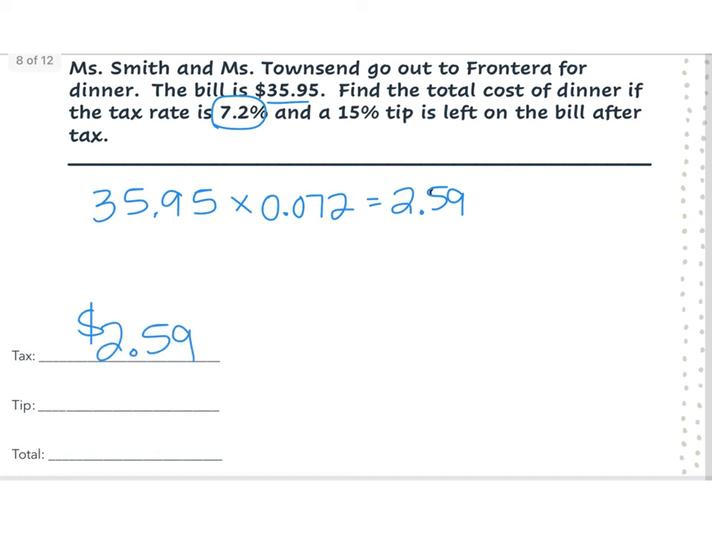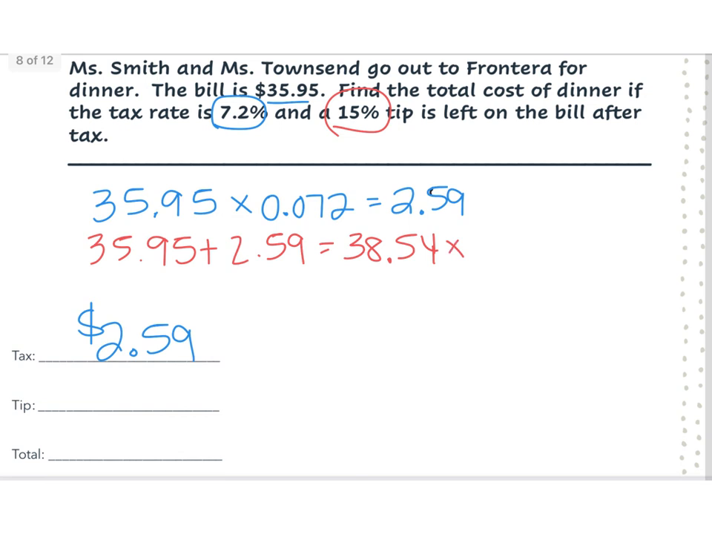So we now need to take the original price that we had, which was our $35.95, and add in our tax, which is $2.59, and that's going to give us a total of $38.54. And now with that total, we are going to add our tip.